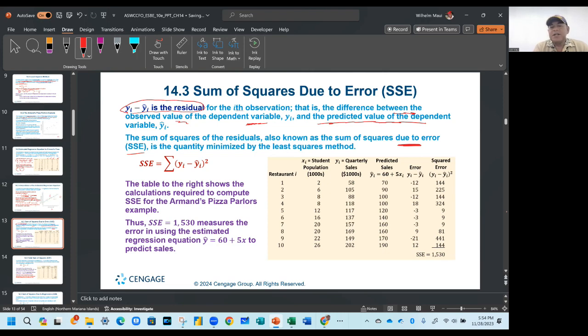Is the quantity minimized by the least squares method, no? So that residual is, in this case, synonymous to that error, you see. Okay, and that's the equation, no? That's the equation to come up with that sum of squares error. And how do we compute that manually? So again, I'll just point to it, no?